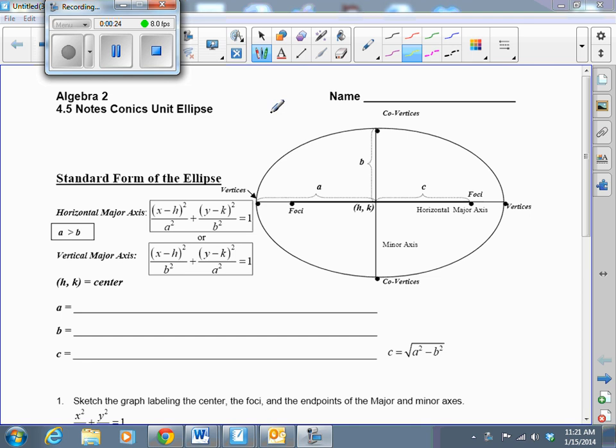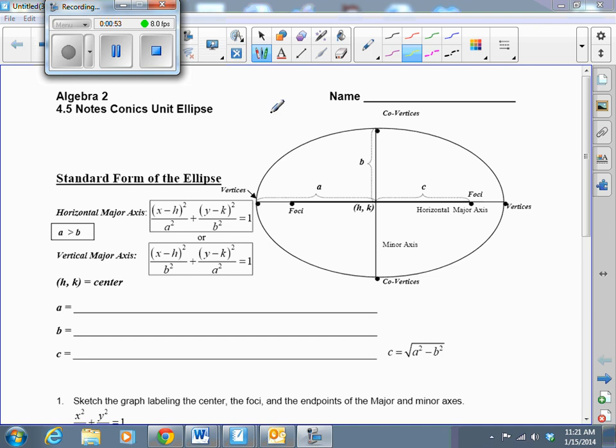So what do you think the center is? The same thing as HK. The center is HK. The center is the middle of the ellipse. Now, below X and below Y, you have values. Here you have an A squared and here you have a B squared. Sometimes it will flip, giving you an A squared below the Y and a B squared below the X.